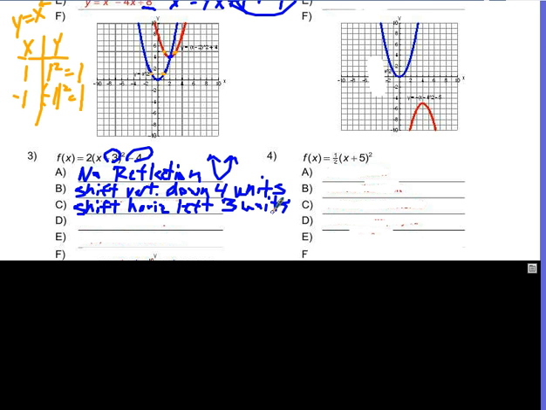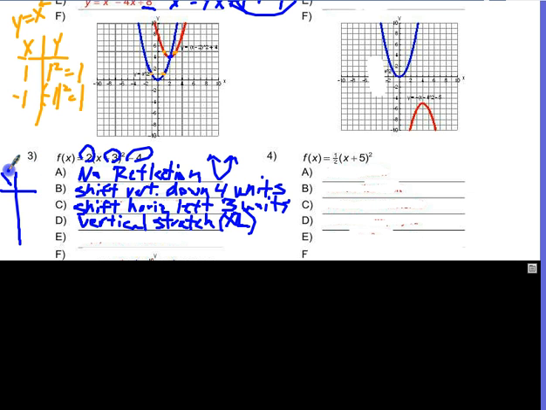Next one is vertical stretch. Now we do have an issue here. We have a 2. What that means is that it is going to stretch it, not compress it. So this is going to be a vertical stretch by a factor of 2, so we'll say times 2. What that means is instead of going right 1 and up 1, when it goes right 1, it's actually going to go up 2.